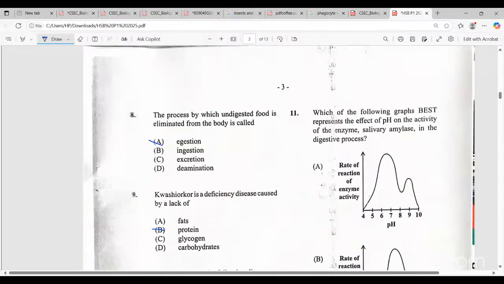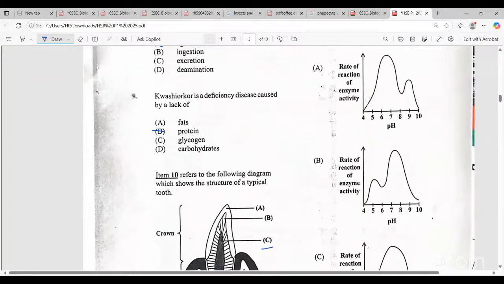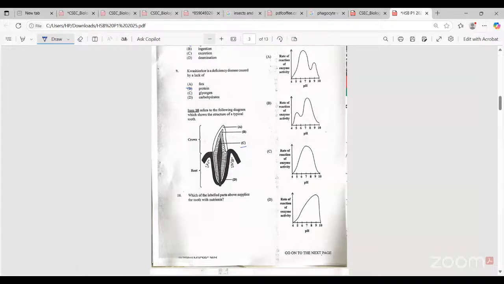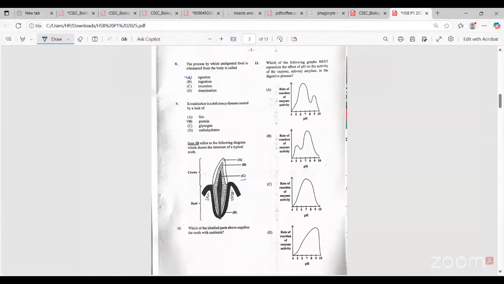Next, 11 says, which of the following graph best represents the effects of pH on the activity of enzyme salivary amylase in the digestive process? Let's zoom that one out. The best one here would be C, and the amylase is best at pH 7 to 8. Works at optimum, so we work with C for question 11.